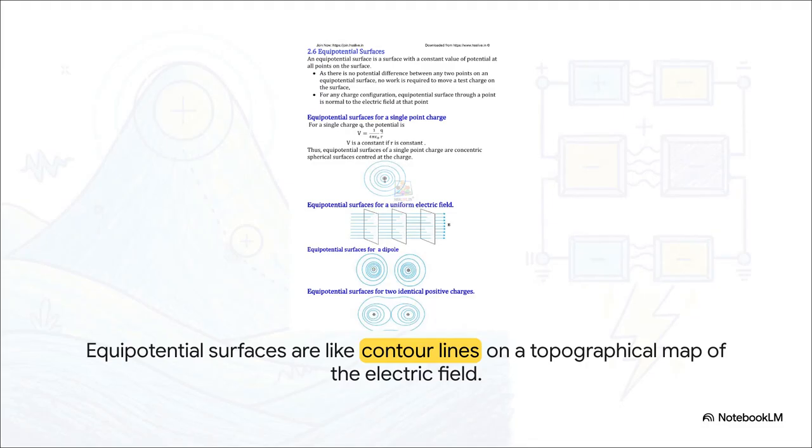So here we go. This slide really helps us flesh out our map. For that single positive charge, our electric mountain peak, the equipotential surfaces are these perfect concentric spheres centered right on it. Each sphere is like a different contour line, representing a different constant altitude. Just like that, we have a complete topographical map of our energy landscape.